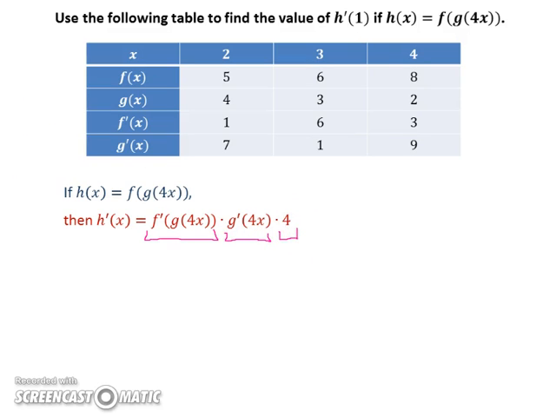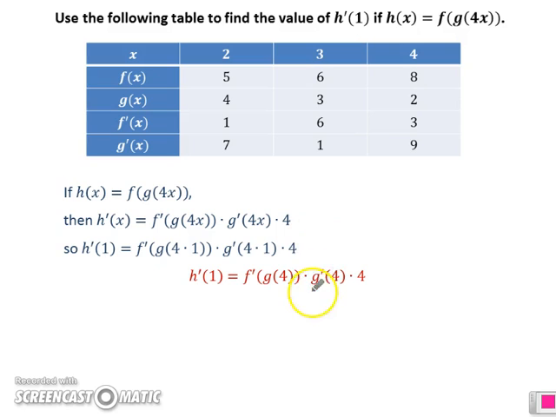So now that you have the derivative, to find h prime of 1 just means to plug in a 1 for x. So this is a 1 now, and this is a 1 now. And you can simplify that. You get g of 4 here and g prime of 4. At this point, you just need to go to the table. This is right here, 9. And then this little piece right here in the table is 2. And then the last step is to find f prime of 2, which is right here. So you just multiply and you have 36 as your final answer.